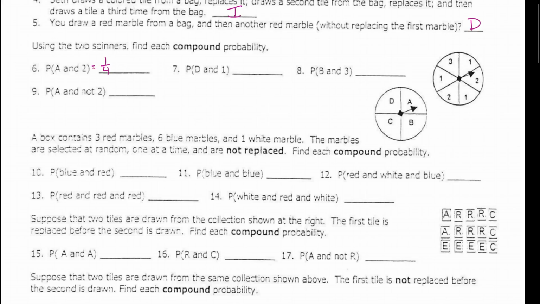What's the probability of spinning a 2 on the second spinner? 2 out of 6, or simplified to 1/3. There are 2 2s there. Whenever you see the word and between 2 events, so it wants to know the probability of A and 2, you should immediately think you need to multiply the probabilities. And is multiplication.